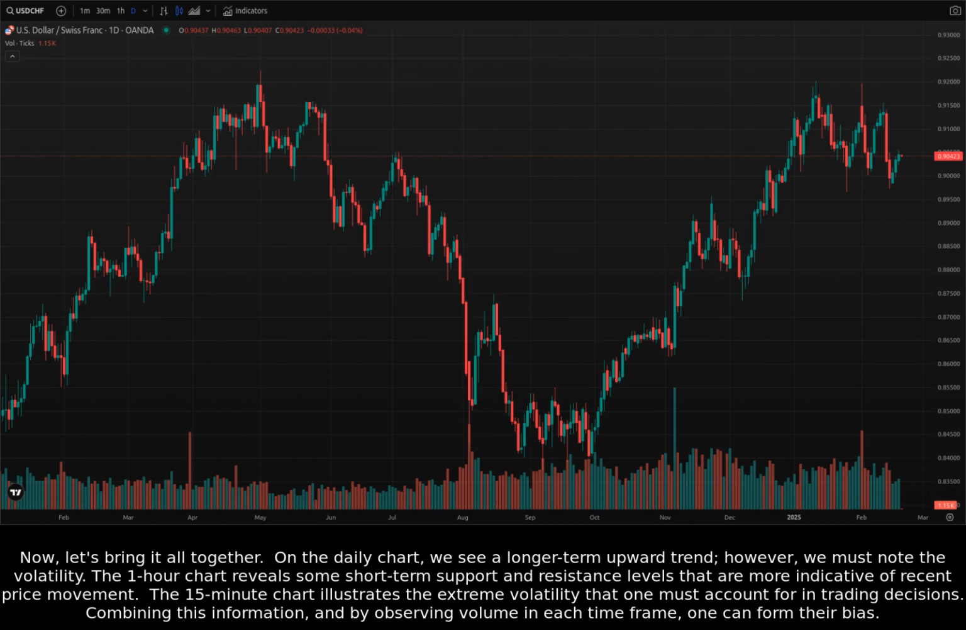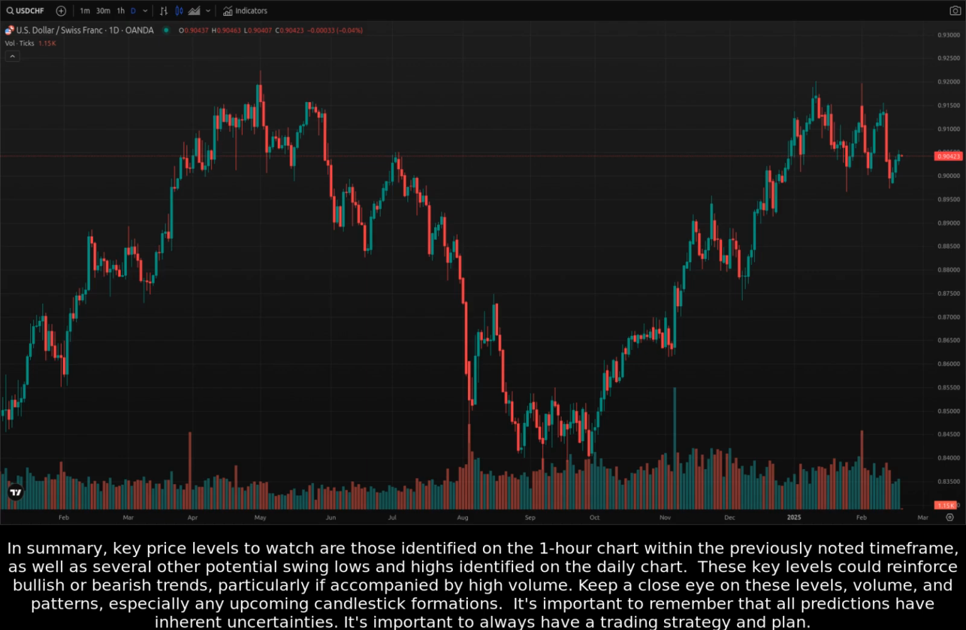Now, let's bring it all together. On the daily chart, we see a longer-term upward trend. However, we must note the volatility. The 1-hour chart reveals some short-term support and resistance levels that are more indicative of recent price movement. The 15-minute chart illustrates the extreme volatility that one must account for in trading decisions. Combining this information, and by observing volume in each time frame, one can form their bias.